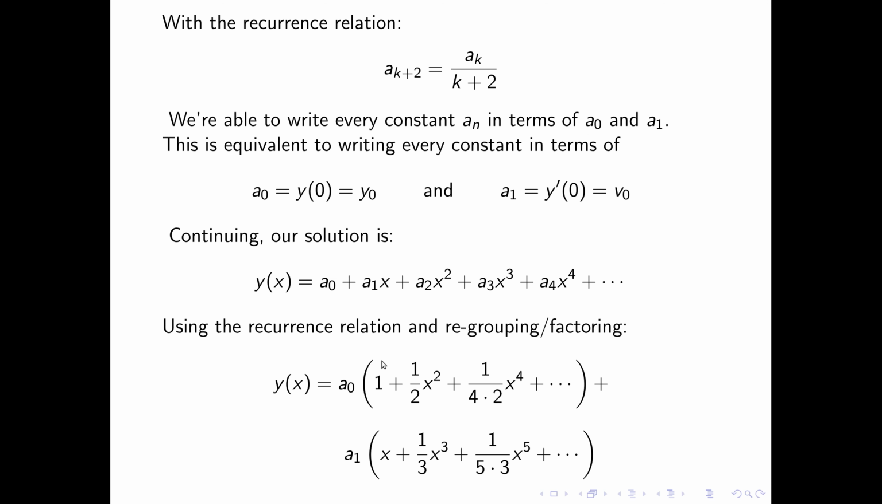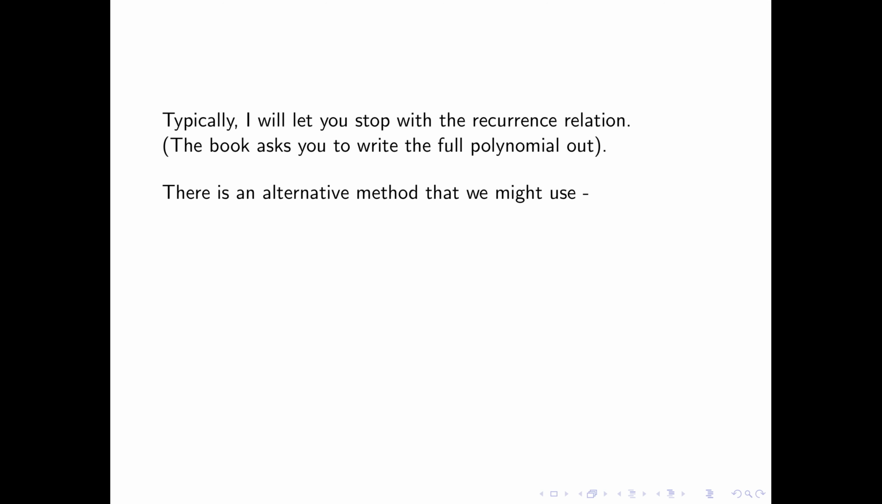So for example, you could set a0 equal to 1 and a1 equal to 0 and find one function, and then you can flip that, take a0 equal to 0 and a1 equal to 1, and then find y2. And so that's how you would normally find y1 and y2 if you wanted to.